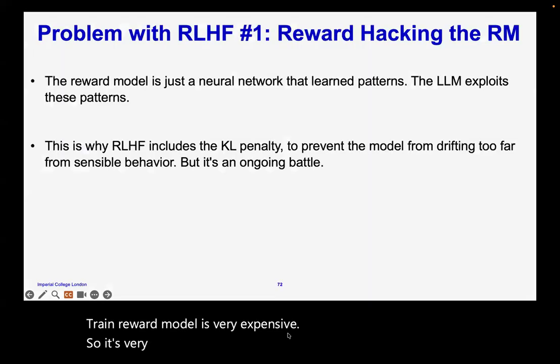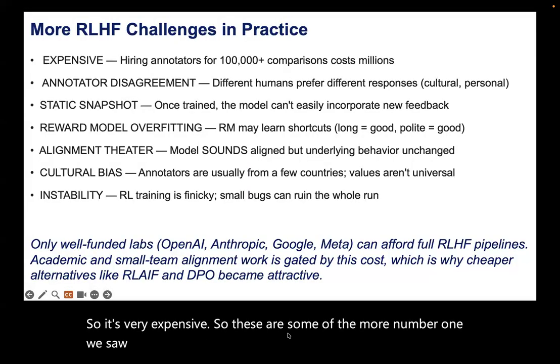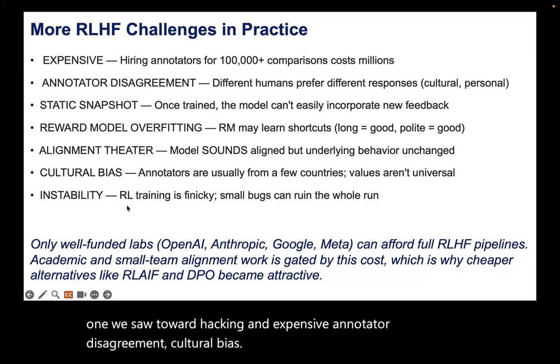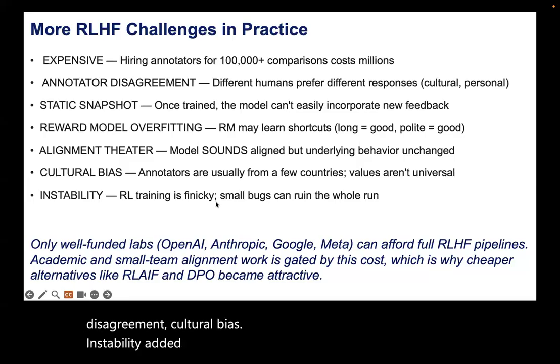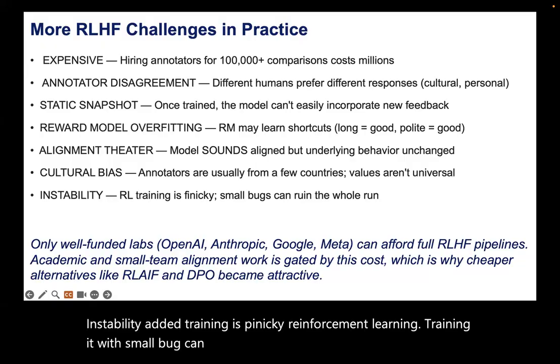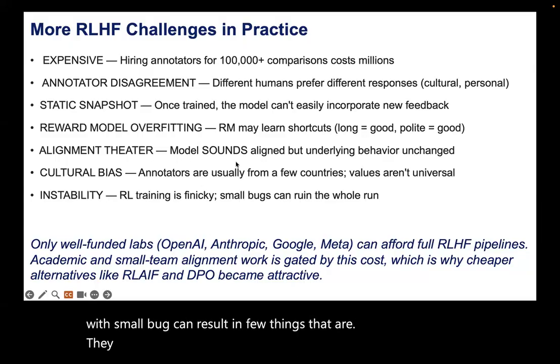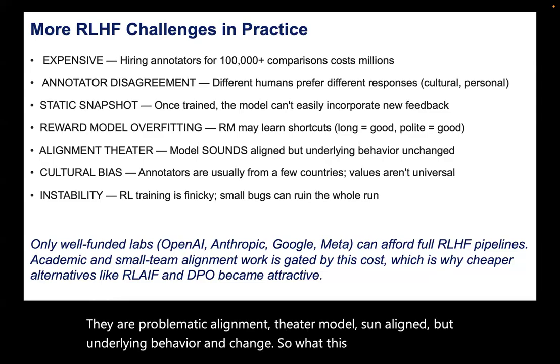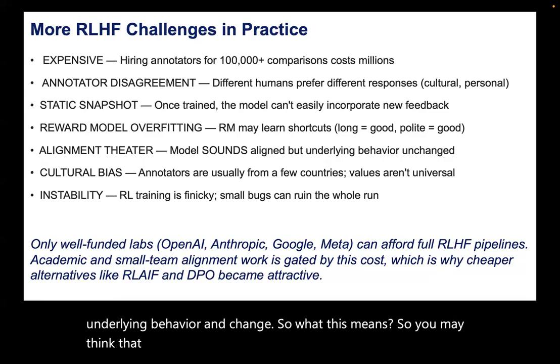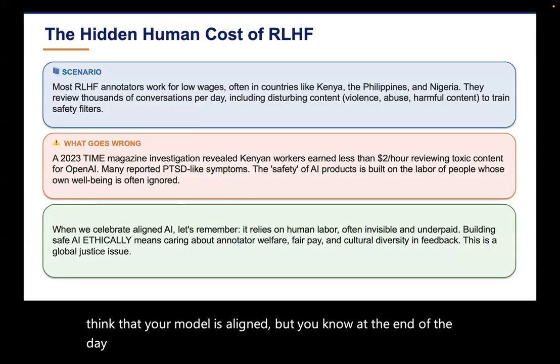So these are some of the issues. Number one, we saw reward hacking. Expensive. Annotator disagreement, cultural bias. Instability: training is finicky. Reinforcement learning training with a small bug can result in things that are problematic. Alignment theater: models sound aligned but the underlying behavior is unchanged. What this means is that you may think your model is aligned, but at the end of the day, the behavior is not that good.